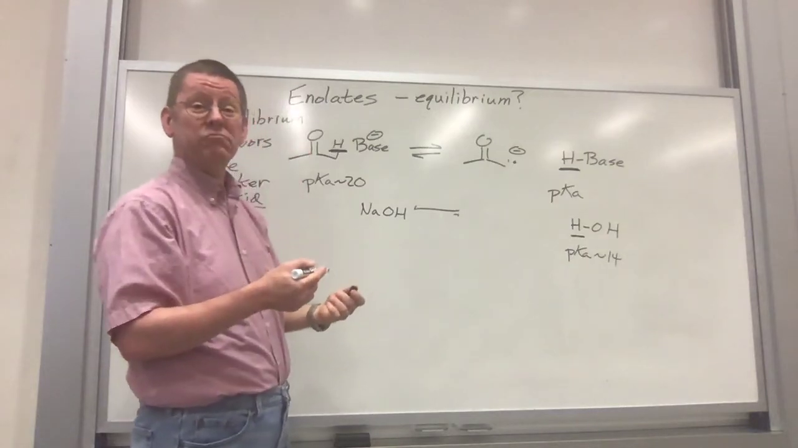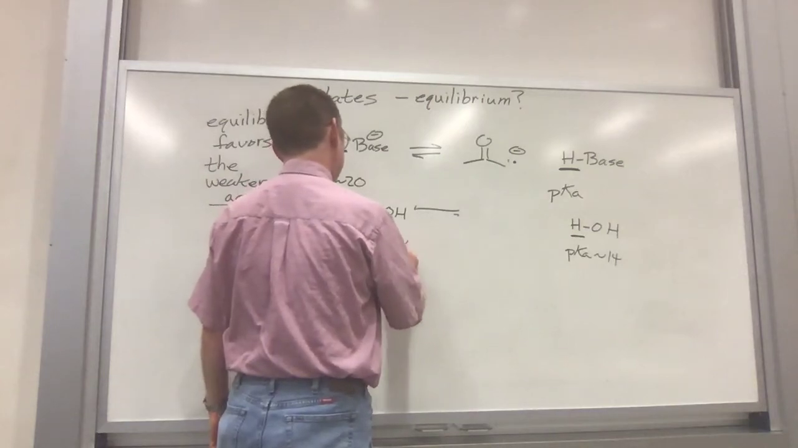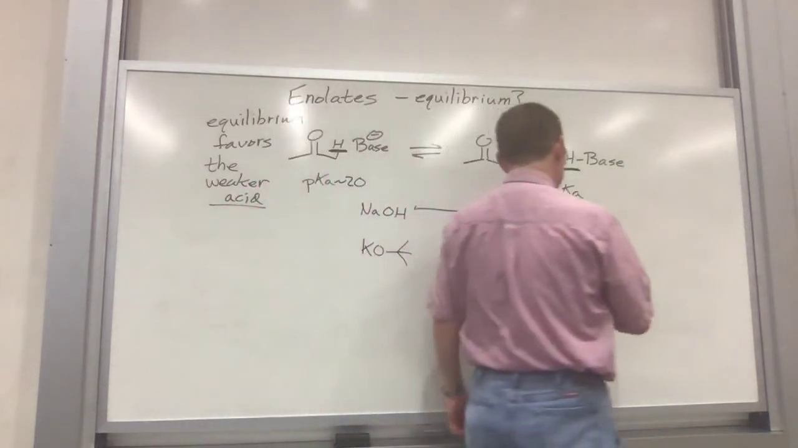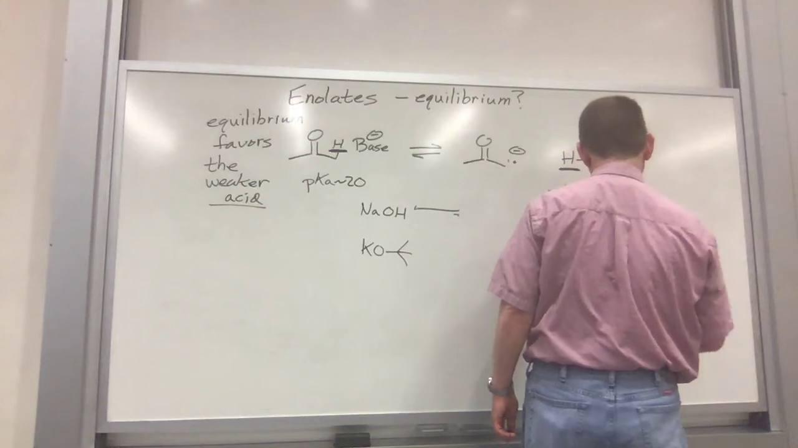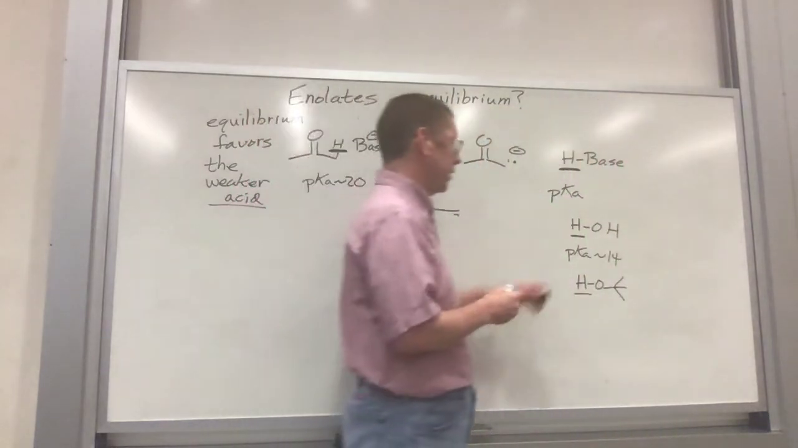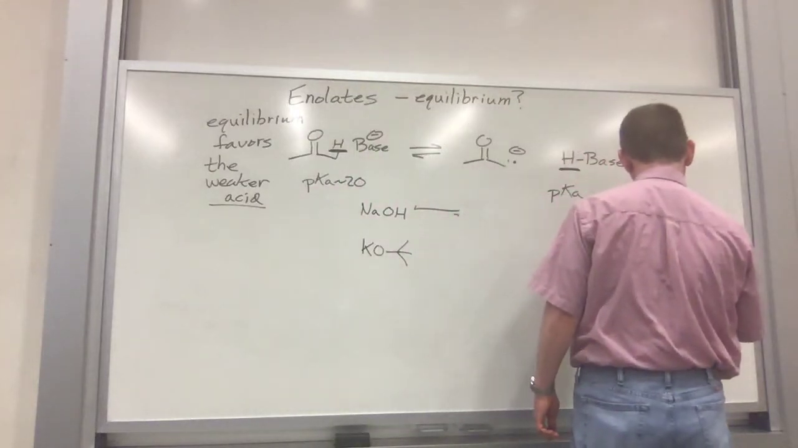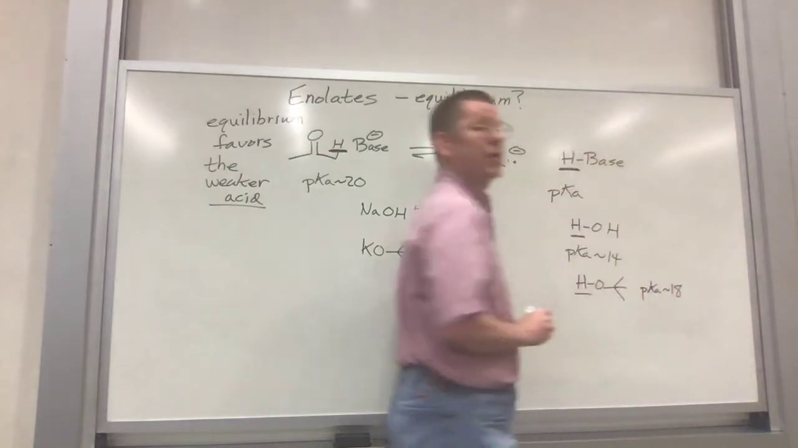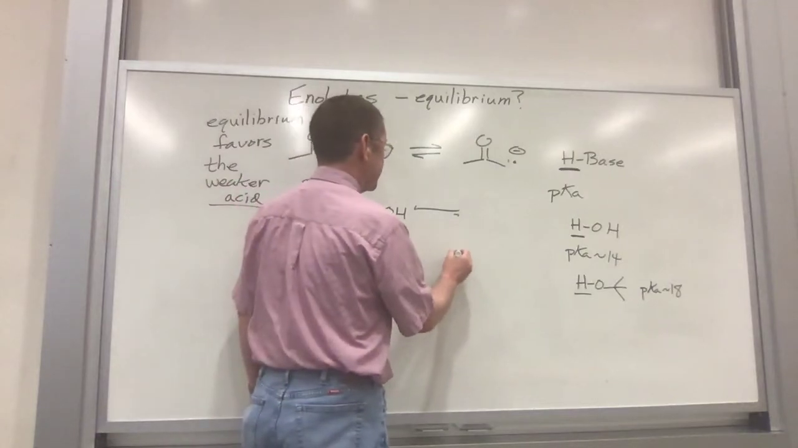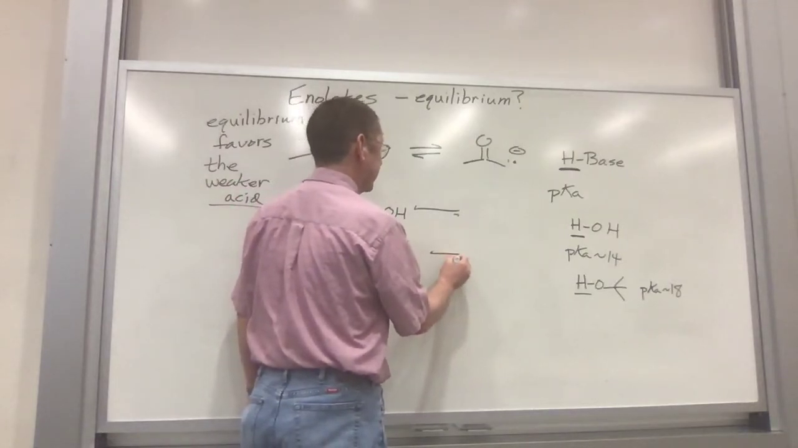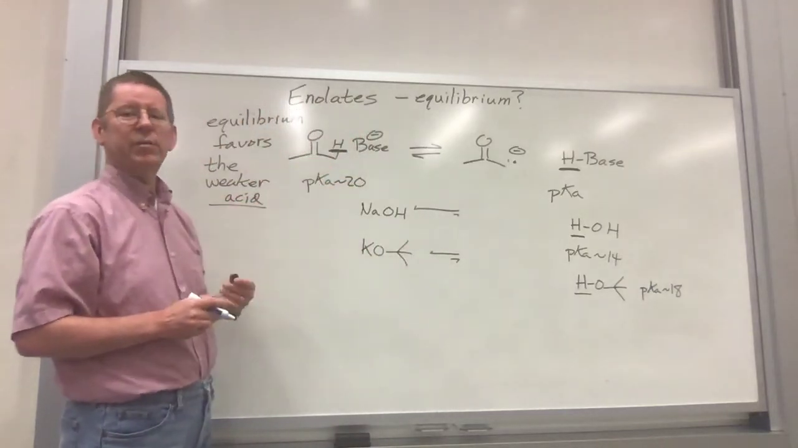Now we can help that out. We could use, say, something like potassium t-butoxide. Now, the conjugate acid of potassium t-butoxide is t-butanol. And here, the pKa of t-butanol, although it's again an alcohol, is significantly higher. The pKa here is somewhere around 18. That means this equilibrium is still definitely this direction, but there's a bit more enolate, still mostly carbonyl.